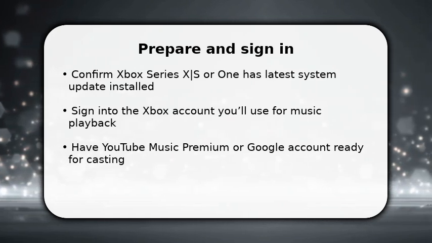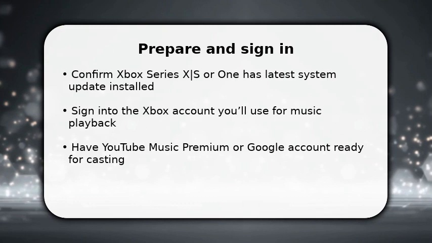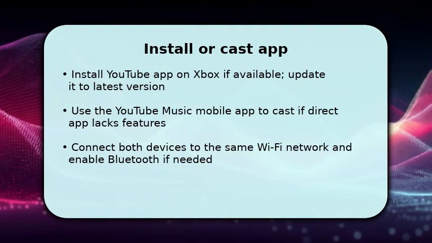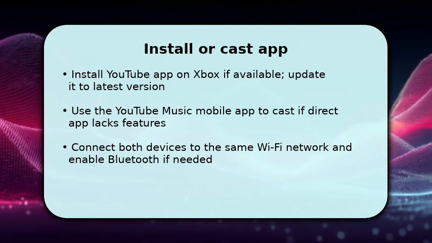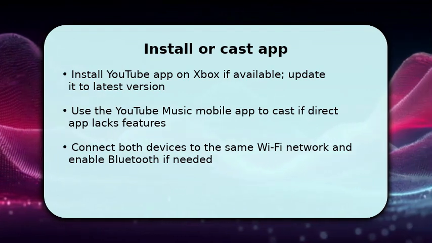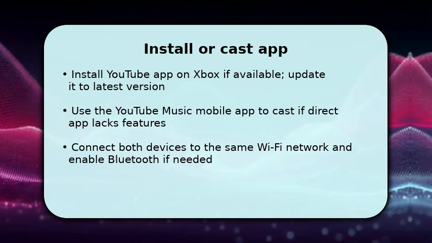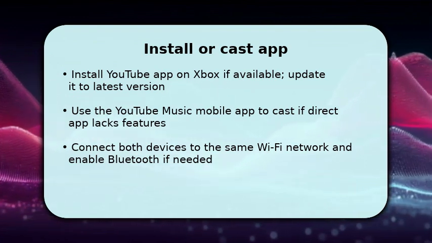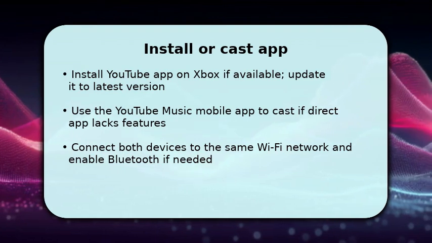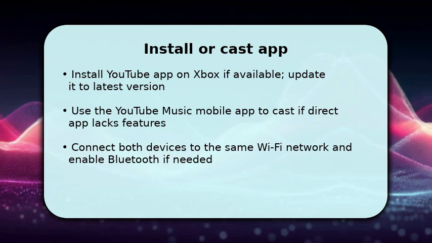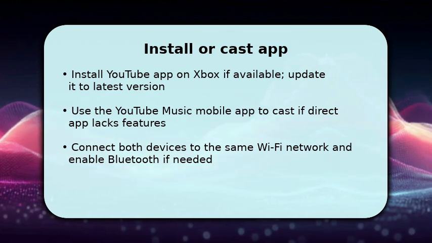This first step places you where the app installation or casting pair can begin immediately. You'll either install the YouTube app on Xbox or use casting from your phone. Start by installing and updating the YouTube app on the console so the interface supports playback. If YouTube Music isn't native, open YouTube Music on your phone and choose Cast or Play on TV, selecting your Xbox from the device list.